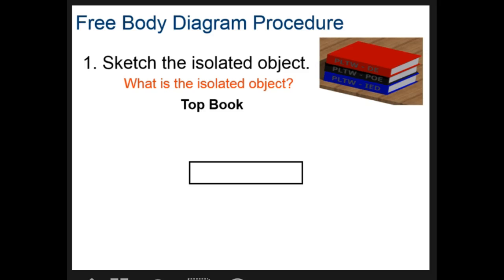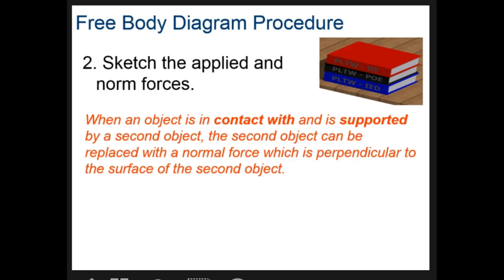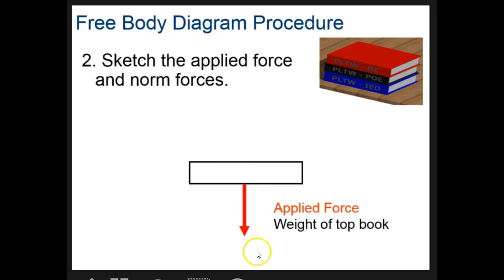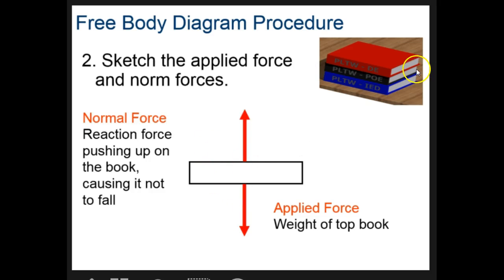You do not need to be really detailed when you sketch these free body diagrams. So we sketch it out. Then we're going to put on the forces. And remember the types of forces we talked about in the last one. So here are the forces we're going to add. Well, this is the weight, the force of gravity of that top book pushing down on the one below it. Gravity is pulling the top book down. And then we have a normal force of the book below it pushing back up.